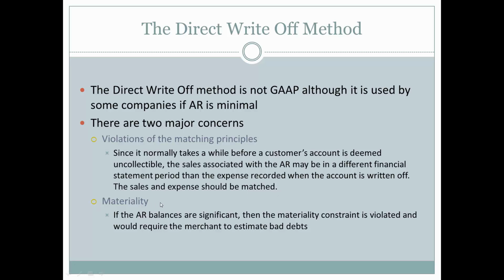Then also there's a materiality concern. If the accounts receivable balances are significant, then the materiality constraint is violated and will require the merchant to estimate the bad debts. So if you don't record the bad debt in the time period when the sales are recorded, then your accounts receivable will be overstated as well as your sales overstated. And in subsequent periods, when you do write it off, then your sales will be understated in that period, as well as the income statement will be understated because the expense will be recorded in another period.